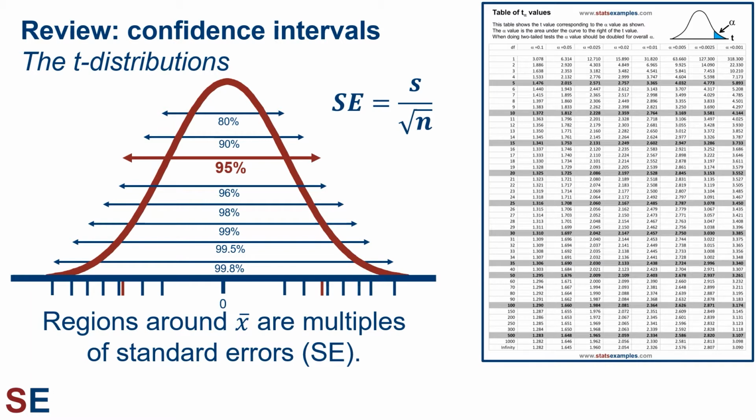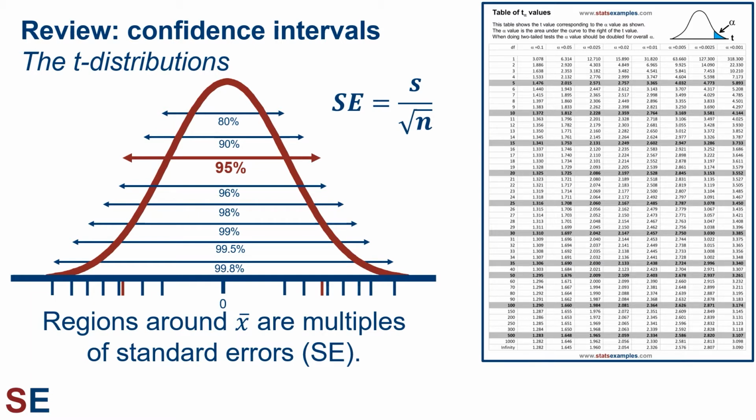The values that make up the body of this table are the values on the x-axis, the t values that represent how far to the right and left you have to go to define certain regions in the middle. This table is organized with rows for each degrees of freedom value. Degrees of freedom is related to the sample size, and for our confidence interval calculations, the degrees of freedom will be equal to the sample size minus 1.